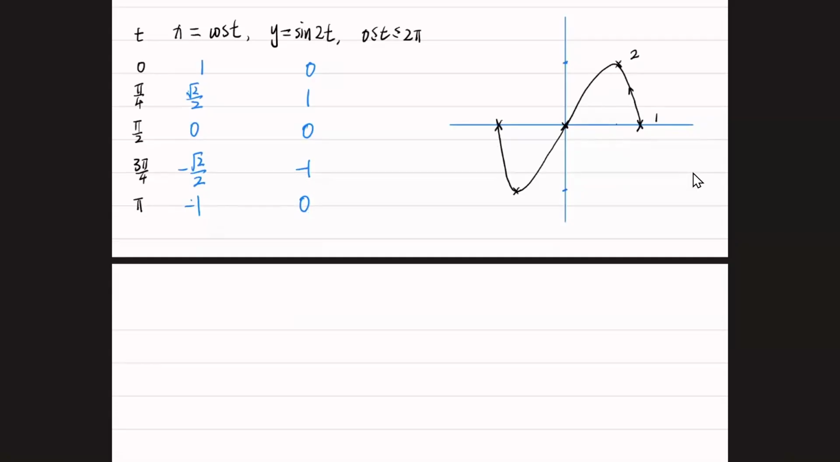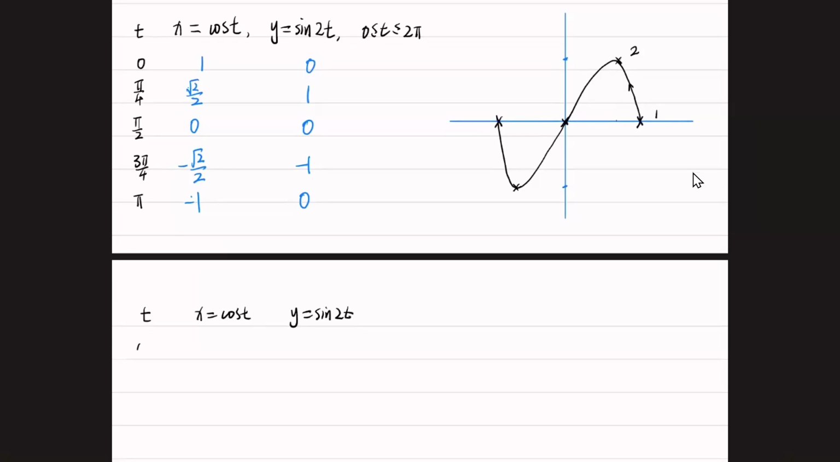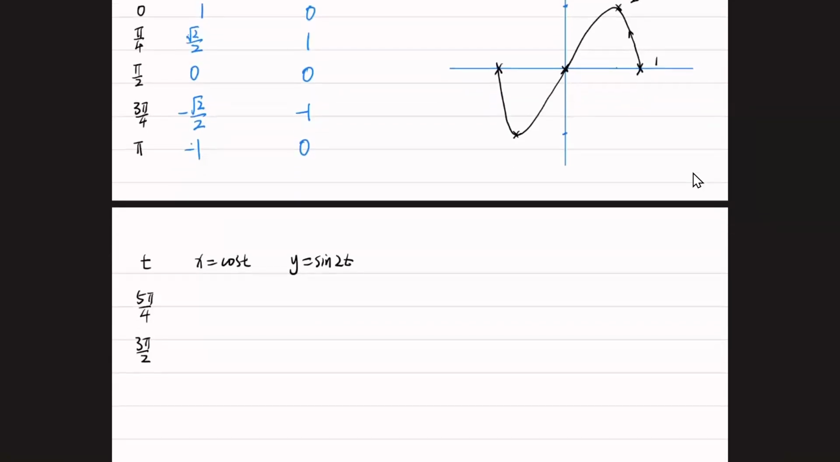The next point, so 5 pi over 4. I said 5, but I wrote 3. t, x is cosine t, y is sine 2t. 5 pi over 4, 3 pi over 2, 7 pi over 4, 2 pi.